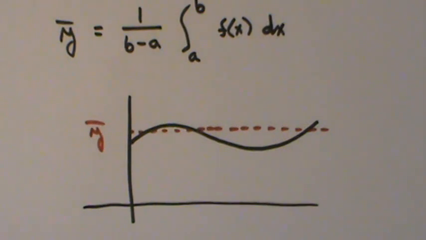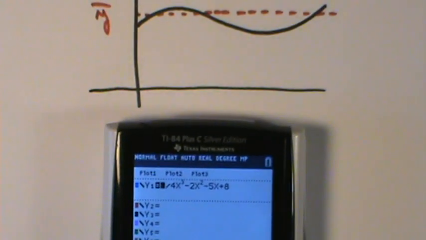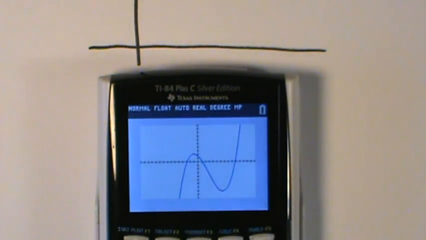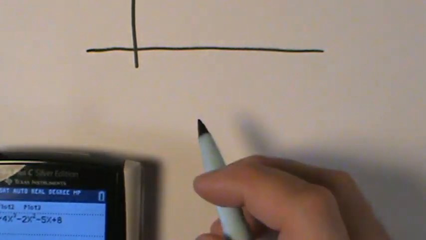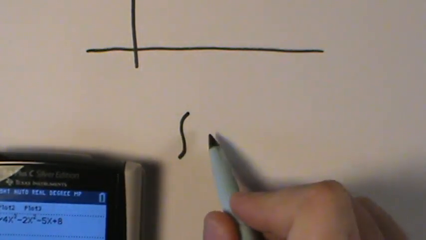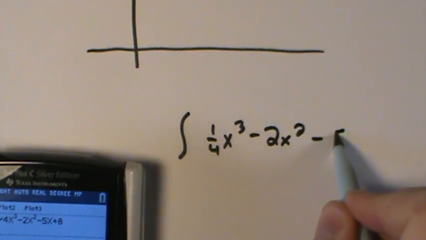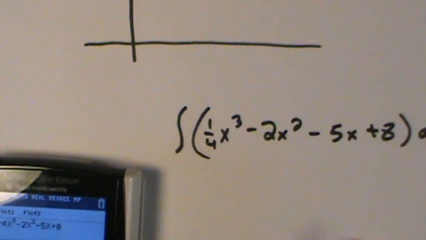And so I'd like to do an example of this just to show how this is working. In my calculator, I have a function. My function says 1/4 x cubed minus 2x squared minus 5x plus 8. And I'll show the graph here real quick. There's the graph of this. Now I did a special scale to fit this on the calculator beforehand, but I want to go back to this. I'm simply going to do the integral of 1/4 x cubed minus 2x squared minus 5x plus 8 with respect to x. So I do my dx.